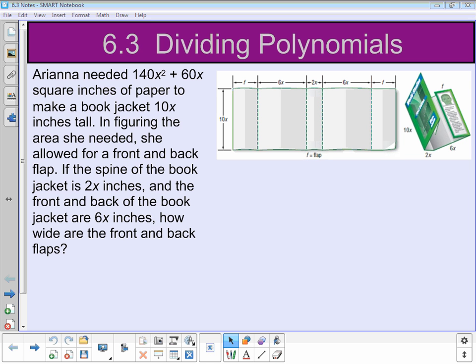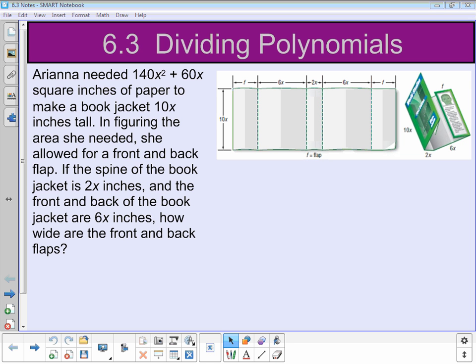Up at the top of your notes sheet, the first example says Ariana needed 140x squared plus 60x square inches of paper to make a book jacket 10x inches tall. In figuring the area she allowed for the front flap and the back flap. If the spine of the book jacket is 2x inches and the front and the back of the book jacket are 6x inches, how wide are the front and the back flaps?